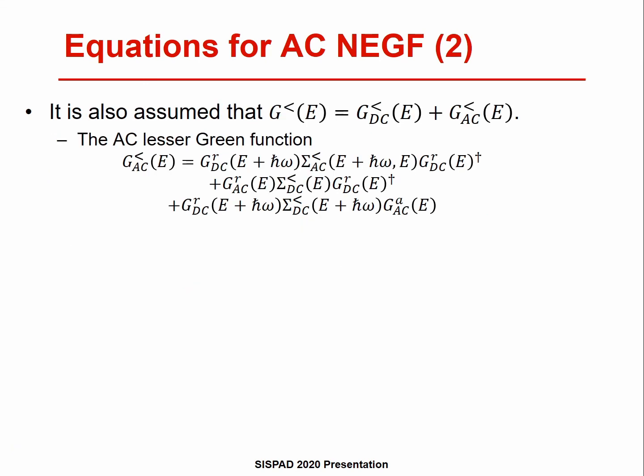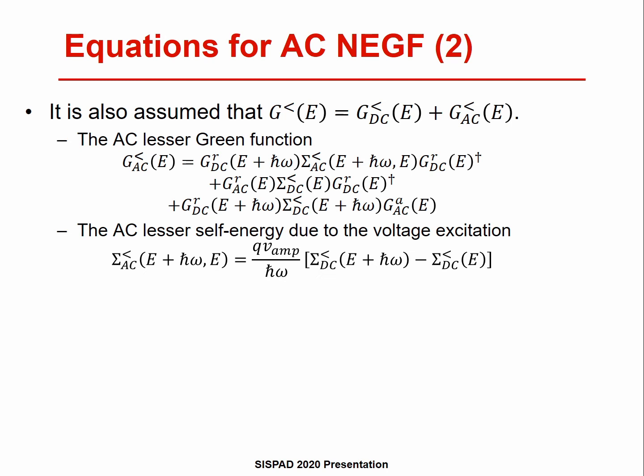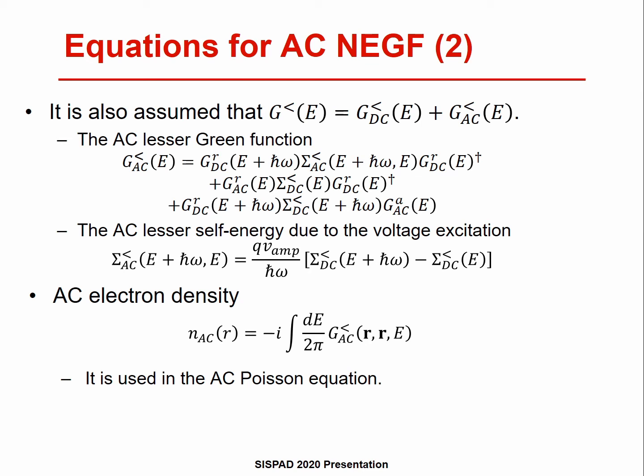Now, we consider the AC lesser Green function. It is given by this equation. It is lengthy, but three terms in the right-hand side can be easily understood when we remember the DC lesser Green function. Again, the AC lesser self-energy is related with DC lesser self-energy. From the AC lesser Green function, the AC response of the electron density can be easily obtained. Of course, the AC electron density is used in the AC Poisson equation.